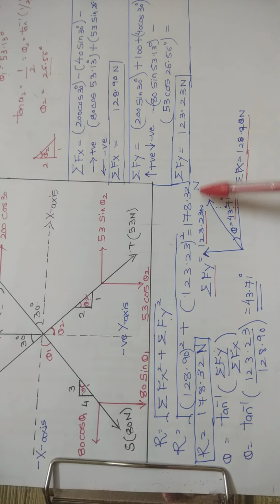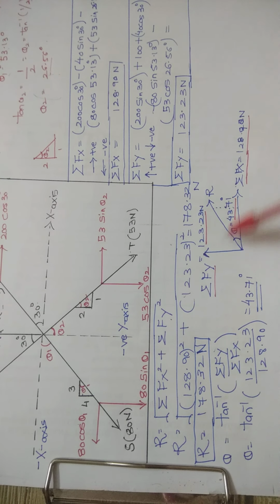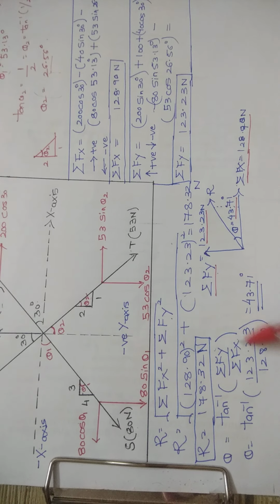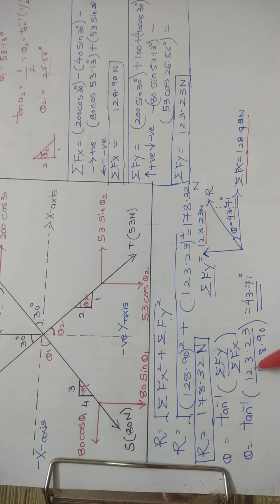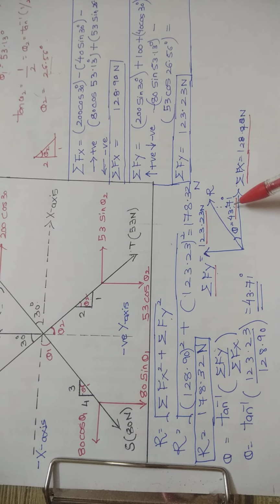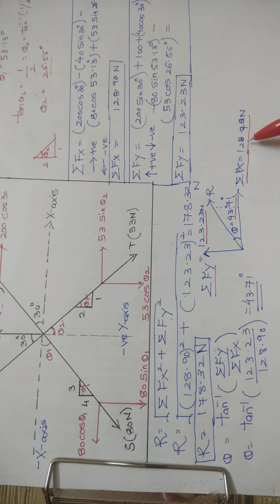How to find theta? I am making this theta with the horizontal x-axis. It is tan inverse of opposite upon adjacent. Opposite is the y component and adjacent is the x component. So Fy upon Fx. Fy is 123.23, Fx is 128.90. So theta comes to be 43.71. There is a small figure of the first quadrant we have drawn in which theta is 43.71, Fx is 128.90, Fy is 123.23 Newtons.